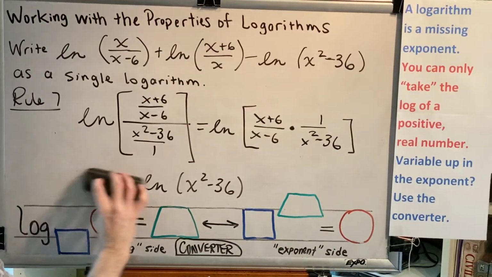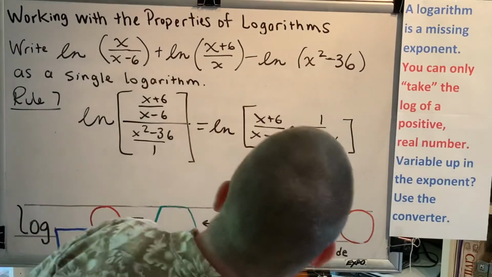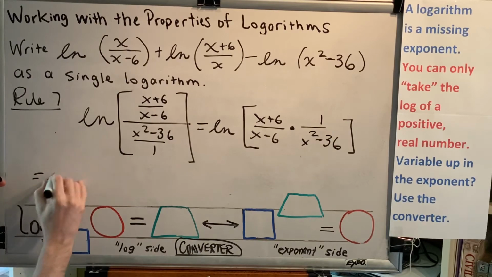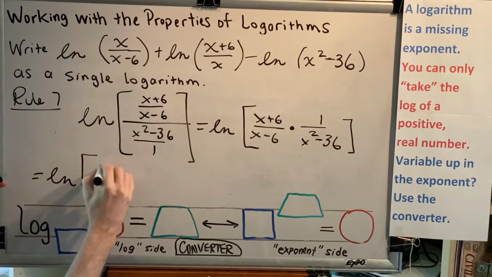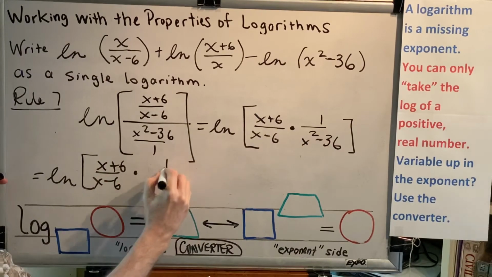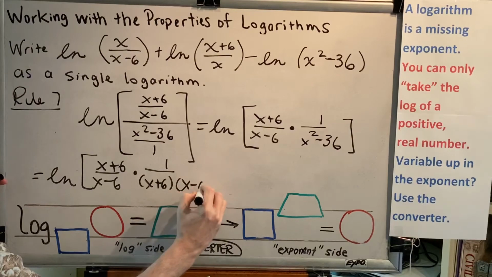Now we can continue to simplify with factoring. This difference of squares, x squared minus 36, can be rewritten as an x plus 6 and an x minus 6. So we get the natural log of x plus 6 over x minus 6 times 1 over x plus 6, x minus 6.